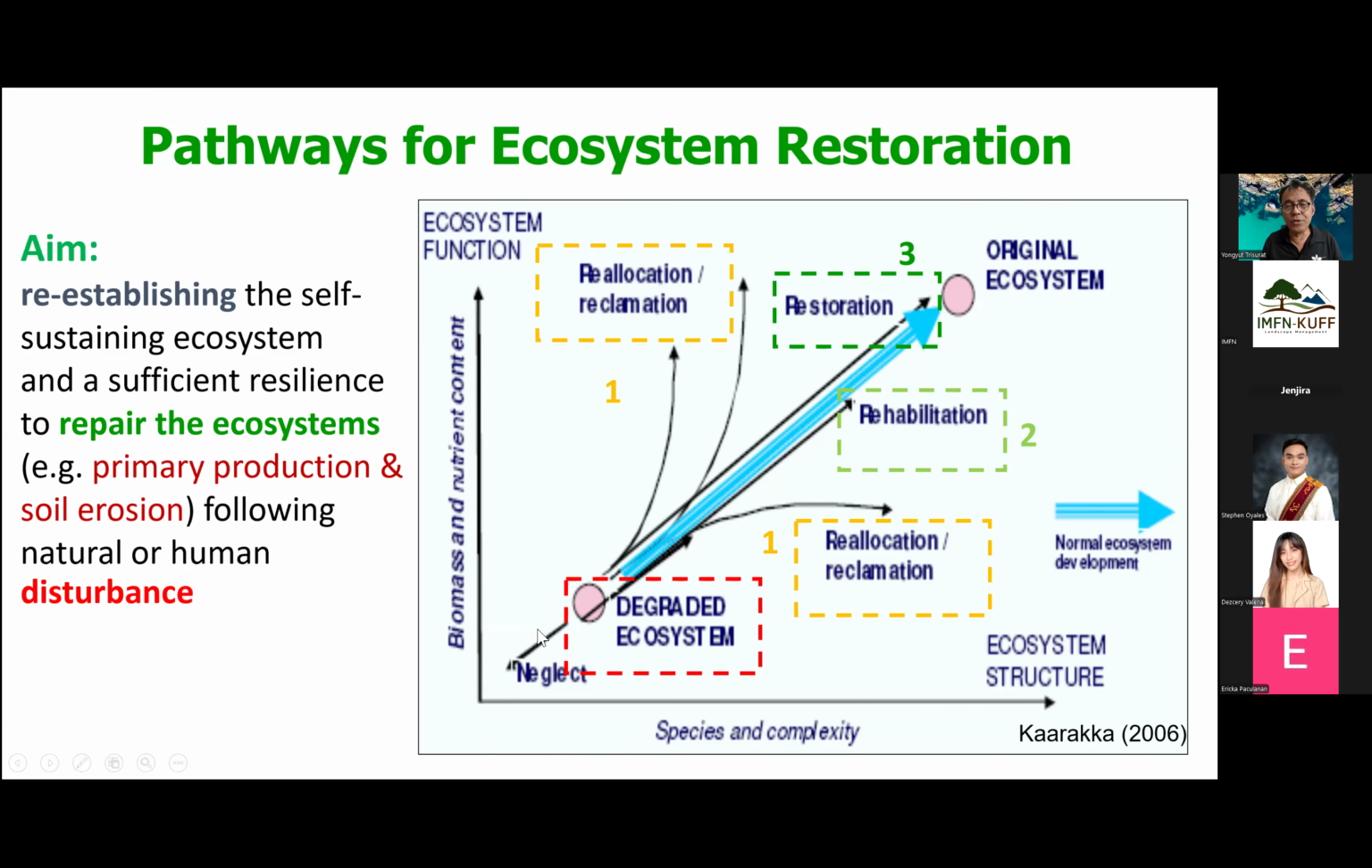Right now, at the current stage, the land has been converted for other use, so we don't have any remaining trees or whatever. But the aim is to go back to the original ecosystem in order to achieve two objectives. One is ecosystem function, like climate regulation and supporting functions, like soil texture, decomposition, carbon stock and so on, biomass and nutrients.